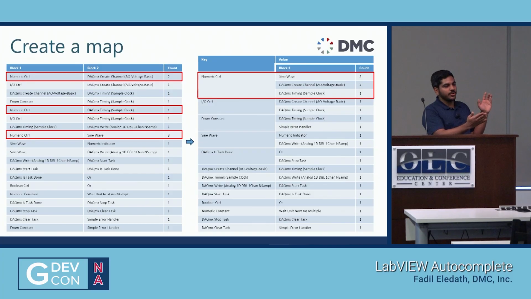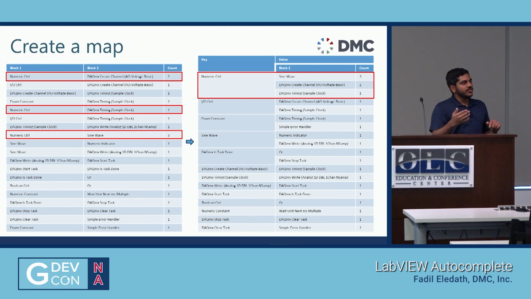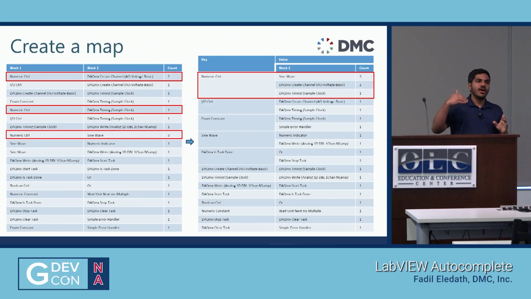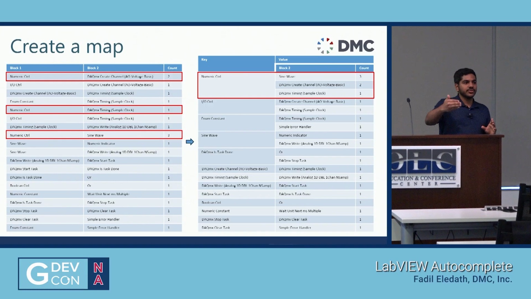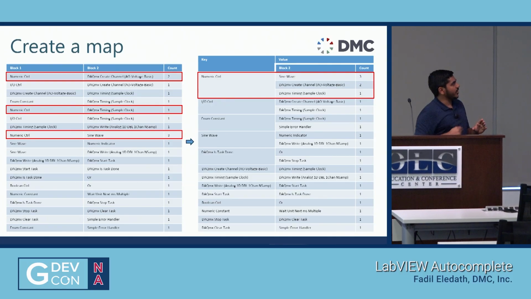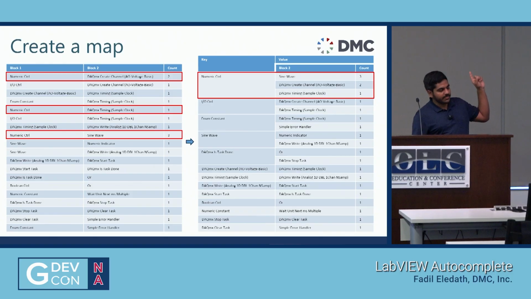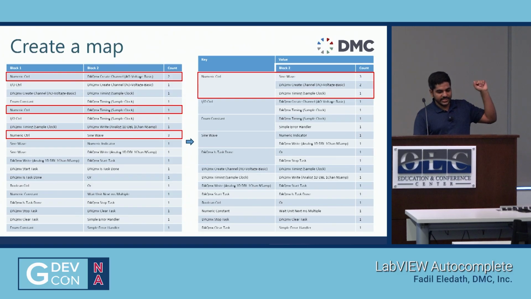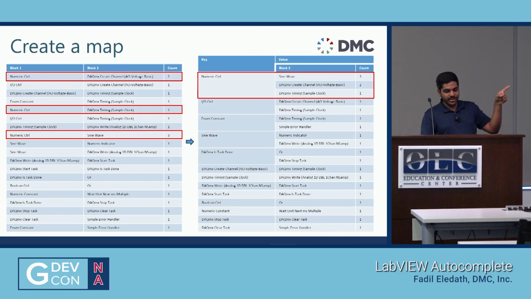We have a key value mapping where the key is going to be block 1, and the value is going to be an array where each element is a block that potentially follows, and then the count of how many times we see it following block 1, or the key. So for example, we see numeric control followed by DAQmx create channel twice, and we see numeric control followed by sine wave 3 times. And we build our map and we sort in descending order, so we have the most frequent predictions at the very top.